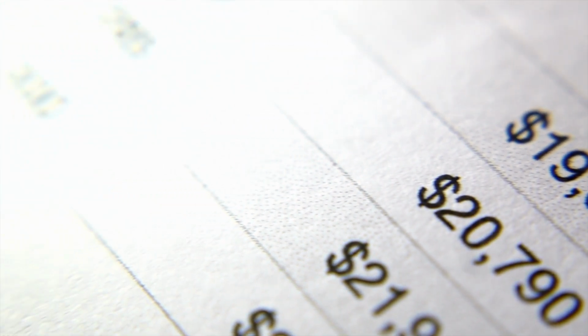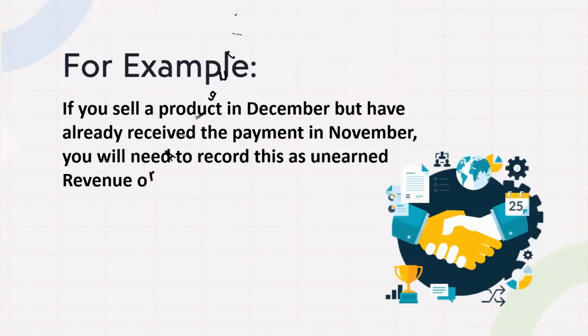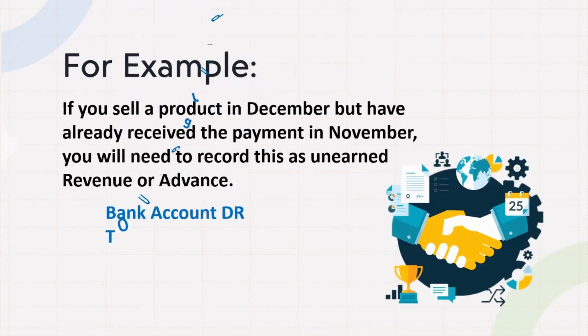Let's understand deferrals with the help of another example. In case you sell a product in December, but you have already received the payment in November, in that case, you will have to record unearned revenue or advances against the payment which you have received. So what will be your entry in that case? Bank account debit to unearned income account. Unearned income will be a current liability in that case.